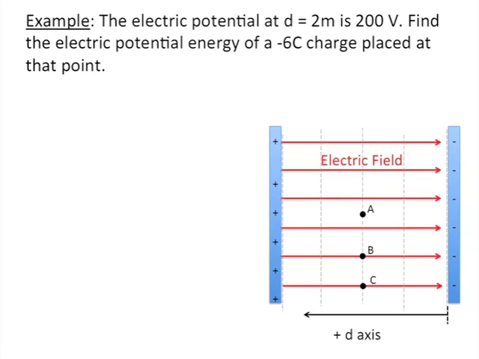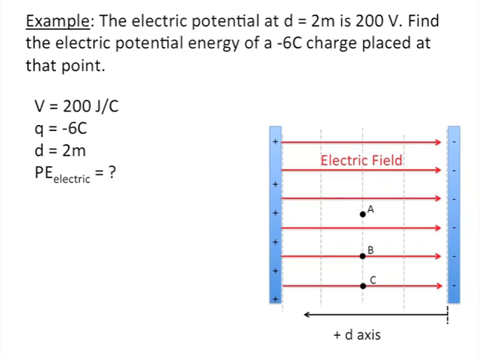Example: the electric potential at position of 2 meters is 200 volts. Find the electric potential energy of a negative 6 coulomb charge placed at that point. I highly recommend listing variables. It will help you get clear on what quantities you already know and what quantities you're looking for, and it'll help you choose which formula you'll want to apply.